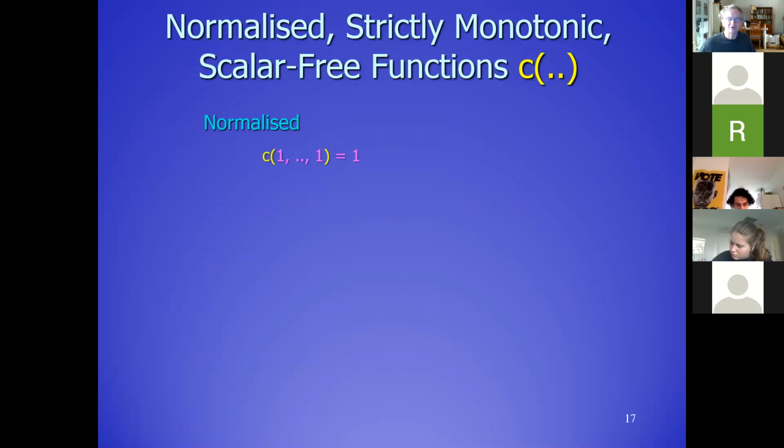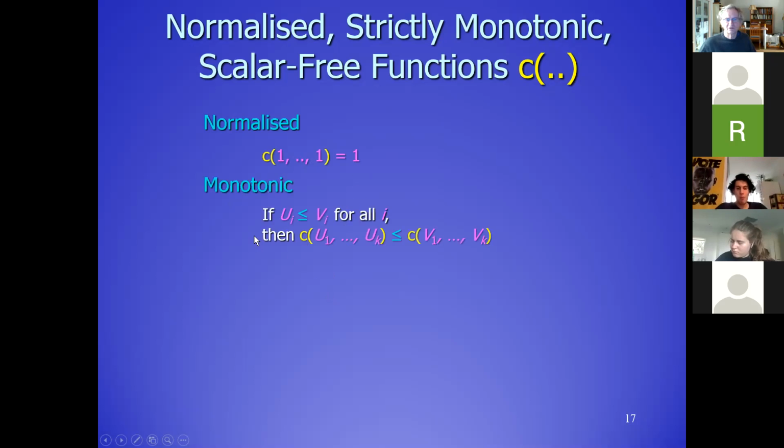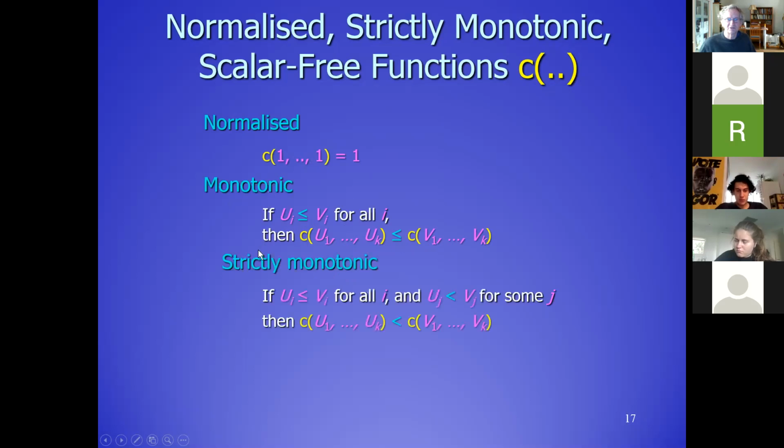So normalized, we already know it, you can do that by having a scaling factor that is the sum of the connection weights. But the general principle is that if you apply the combination function to just ones, then it should return 1 as a value. Monotonic, you can imagine that means that if you take higher values in it, then the value of the function should also be higher. Strictly has an additional condition that if one of them is strictly higher, then also the value of the function should be strictly higher.